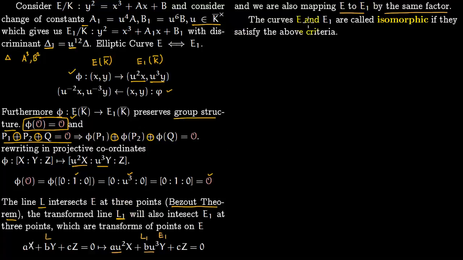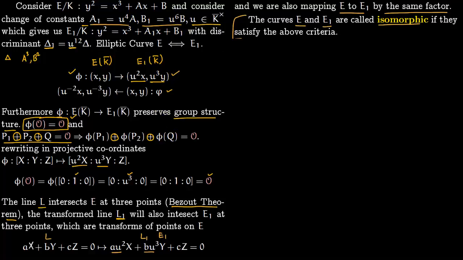So if two curves E and E1 satisfy all these criteria, that is, you have this transformation with A1 and B1 like this, the special point is preserved, the point of intersection is preserved, and this law is preserved, then these two curves are called isomorphic. And we have seen that they naturally satisfy this criteria if you just have these two conditions: A1 is u^4 A and B1 is u^6 B, and you have this mapping.